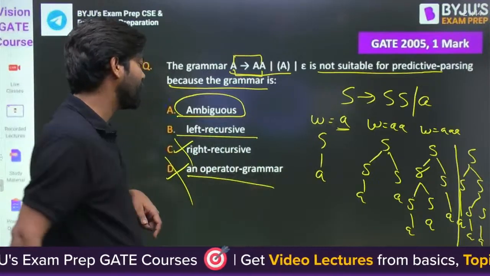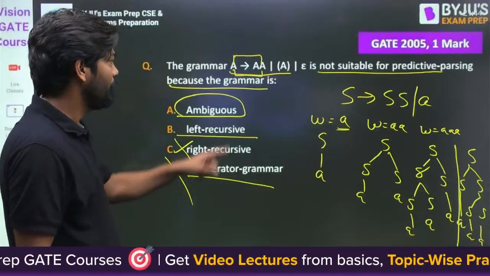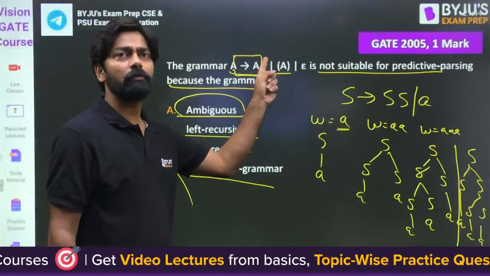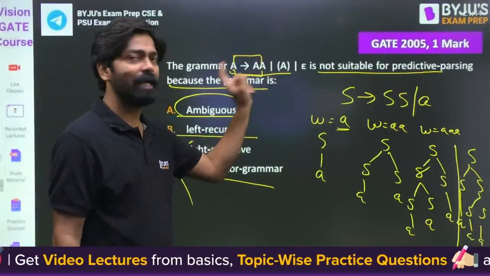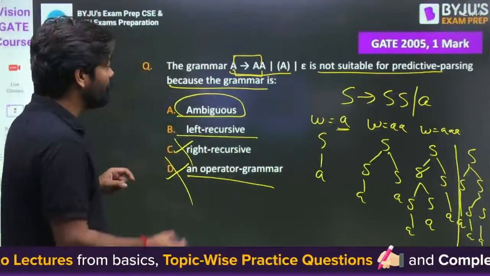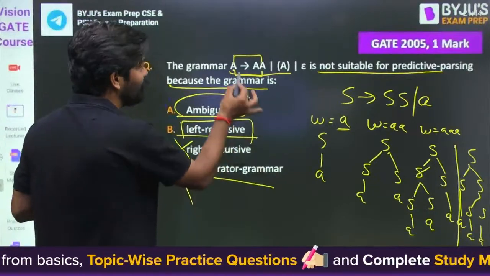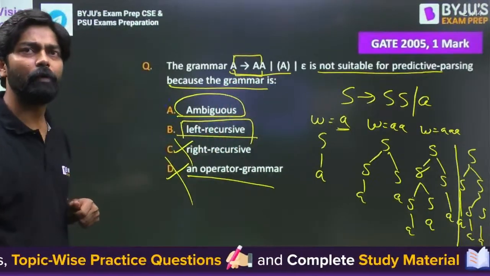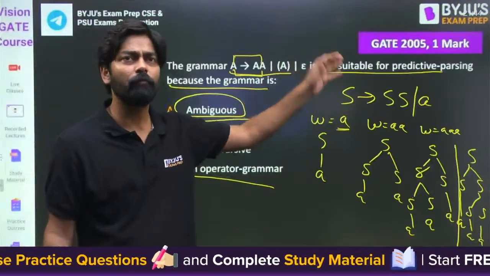We are not talking about operator grammar here. It is not an operator grammar, because in an operator grammar two variables should not be side by side. Here A and A are side by side. But this one is also a left recursive grammar, and a left recursive grammar also creates a problem, because a predictive parser is a type of top-down parser only.